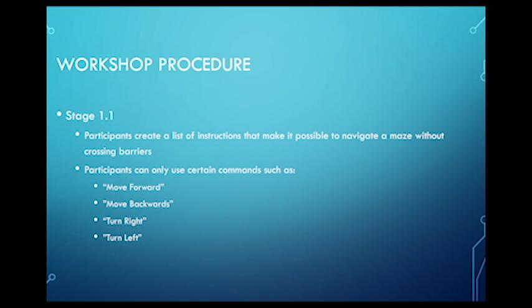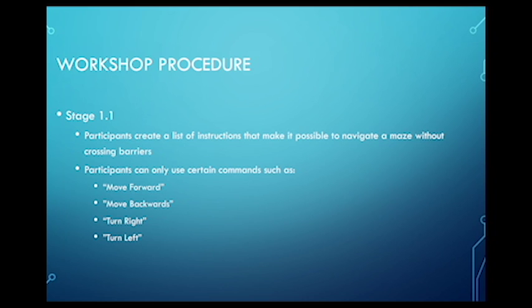The procedure for this workshop has 2 stages. Stage 1 is people programming. For this stage of the activity, students will be required to create a set of instructions that makes it possible for a person to read the directions and navigate through the course without going out of bounds. They will be limited in the code they can use. For example, participants will need to use commands such as move forward, move backward, turn right, turn left.